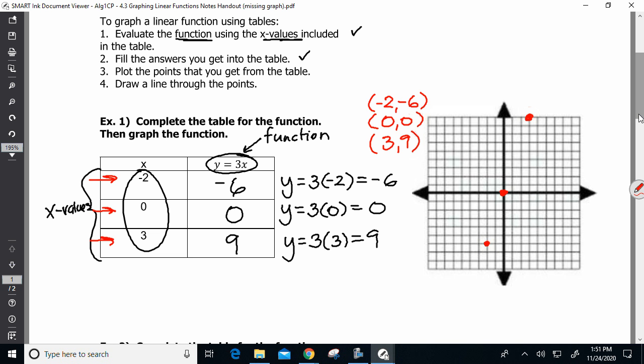And then step 4, draw a line through your points. That's it. So you're taking the function, plugging in the values that they give you, make the table, plot the points, draw the line.